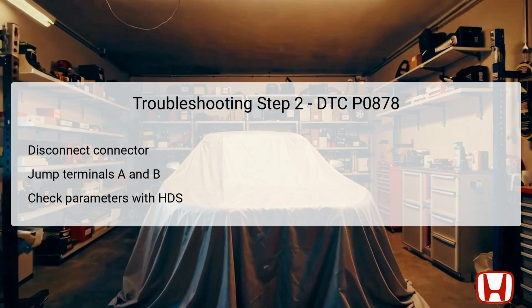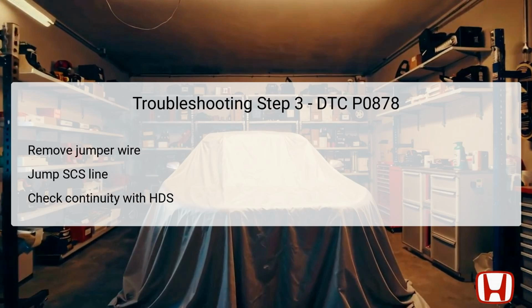With the jumper in place, turn the engine to the on mode once more and use the HDS to check the parameters. You need to verify if the current conditions match the prescribed threshold values detailed in the diagnostic data. A confirmation in alignment indicates the switch itself is likely faulty, whereas a discrepancy would warrant further investigation.